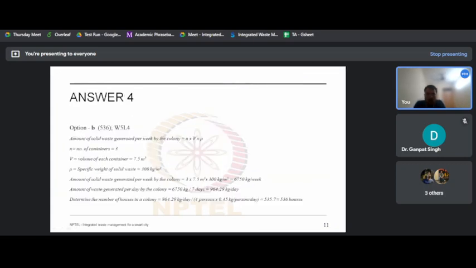Moving on to the solution. Option B is the answer, 536. Students can refer to the 4th lecture of this week. We were given the number of containers, 3. Each container's volume was given, 7.5. The compacted weight was given. From that we can find the amount of waste that was generated per week. That would be 3 into 7.5 into 300, which gives 6750 kg per week. Then we can divide this by 7 to find the waste generated per day. We can divide it by the waste generated on a house level, that will be 4 into 0.45.